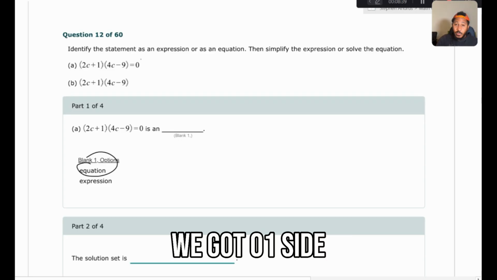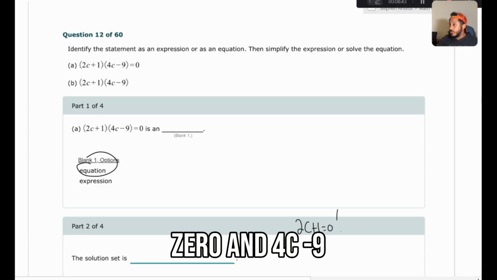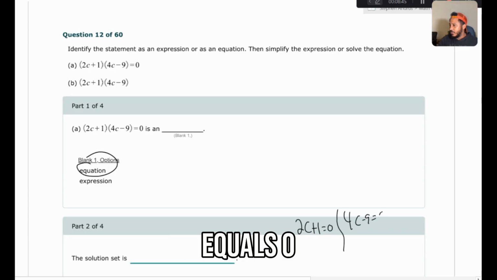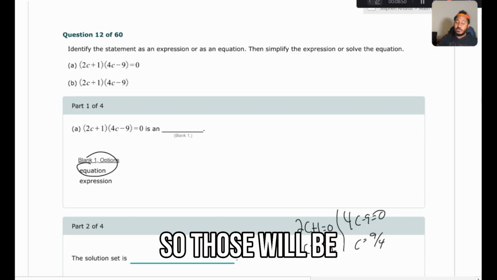Well, we got 0 on one side. The other side is already factored. We can just set each factor equal to 0. So 2c plus 1 equals 0. And 4c minus 9 equals 0. So here we get c is negative half and c is 9/4. Okay, so those would be our two solutions.